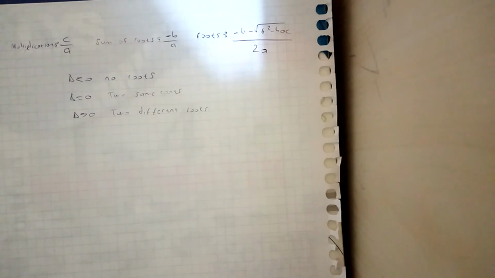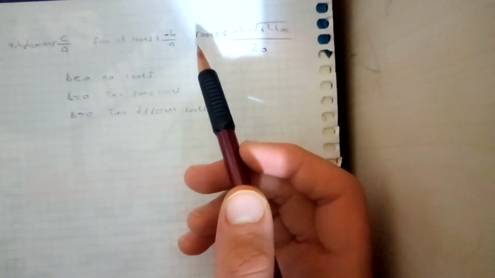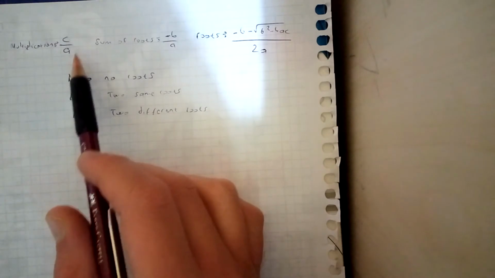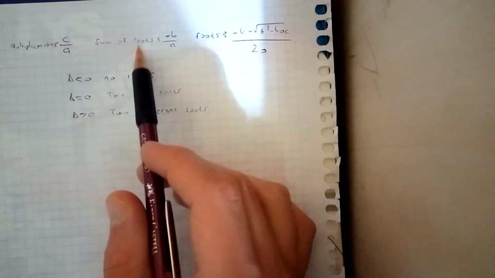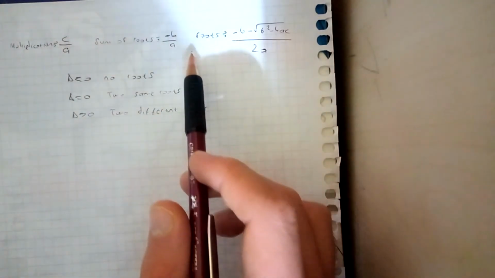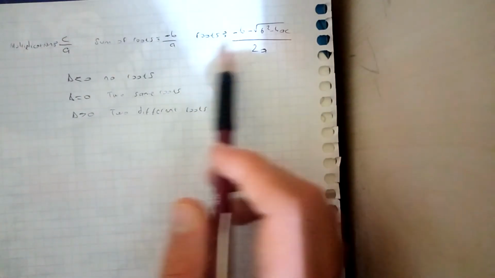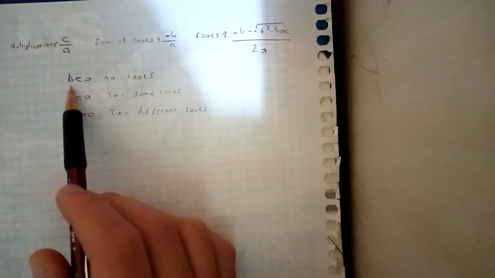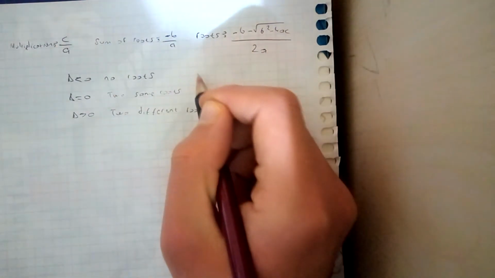First of all, I wanna tell the formulas. Here, as we know, the multiplication of two roots is equal to c over a. Sum of roots is equal to minus b over a. And to be able to find roots, we should use this equation. And as we know, we are saying delta to this term.